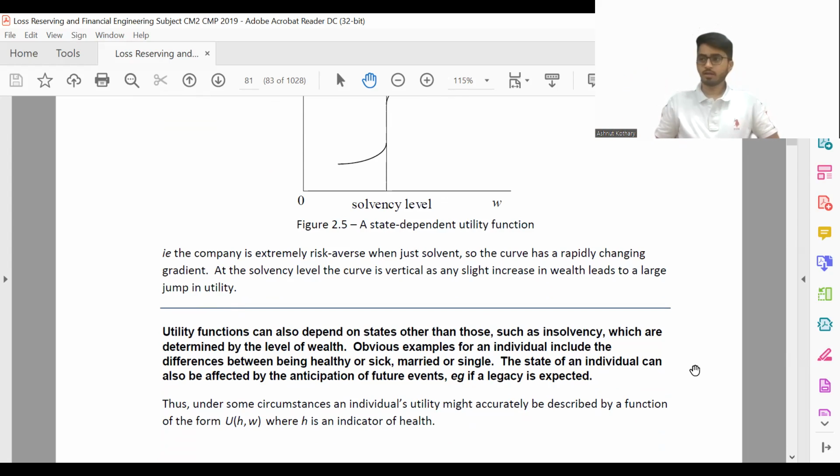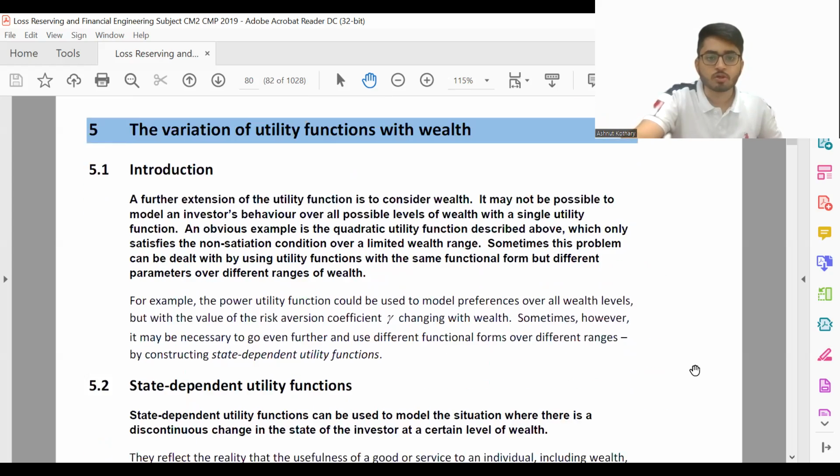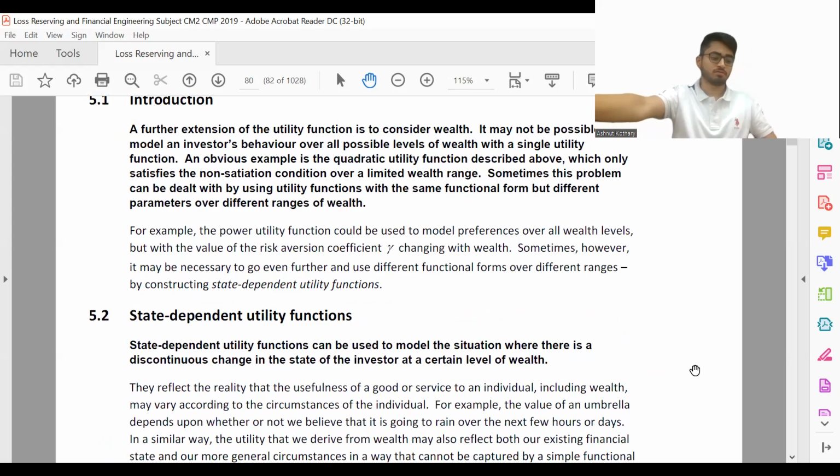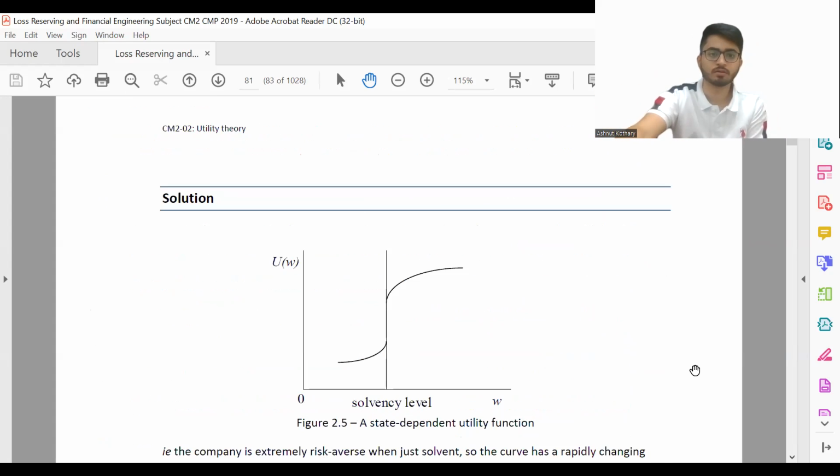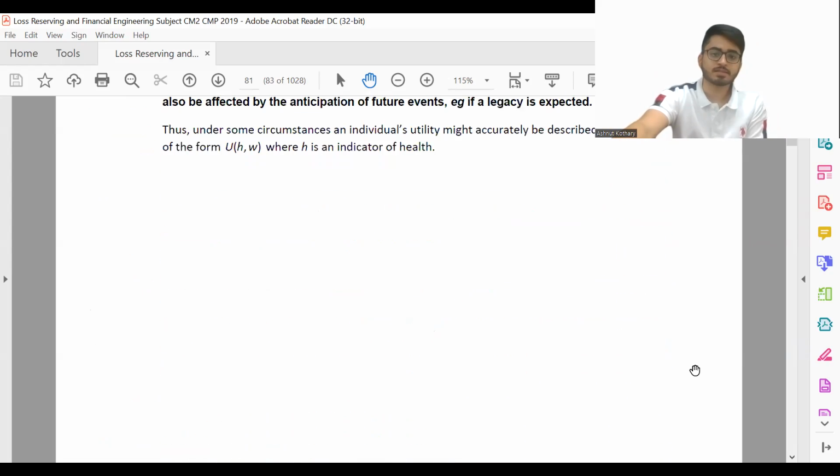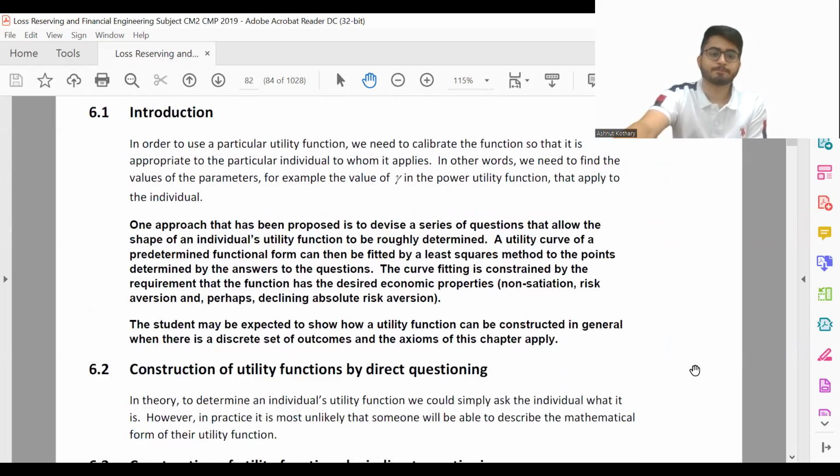Next, give the heading construction of utility function. You can just mention page number 26 and 27 of chapter 2 under variation of utility function. You could refer to that as well. Small topic. Next is construction of utility function.